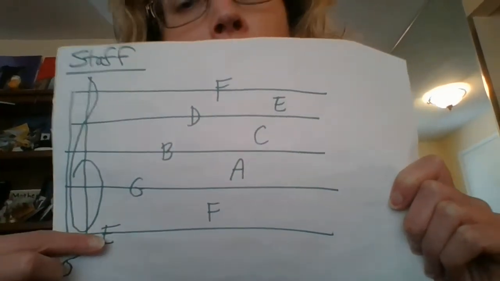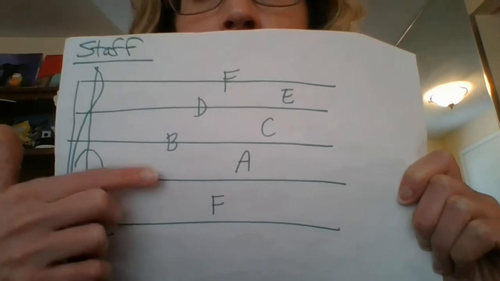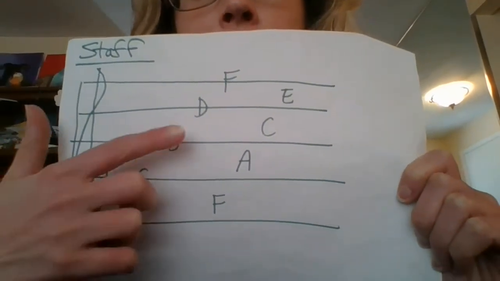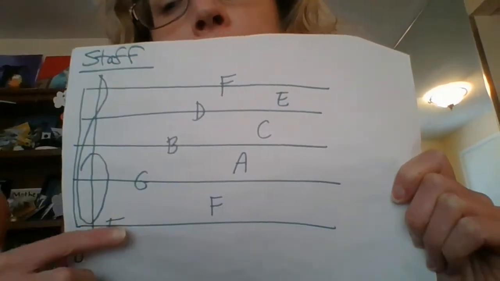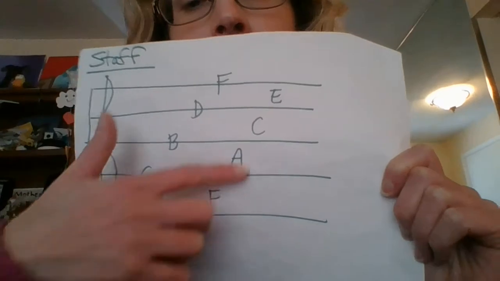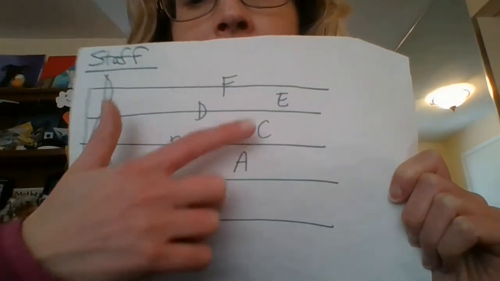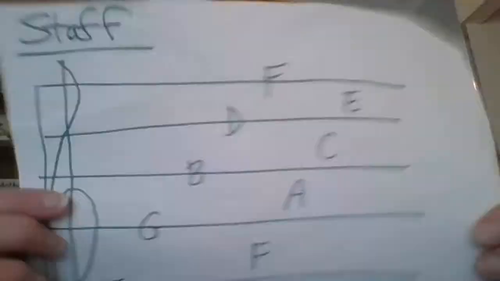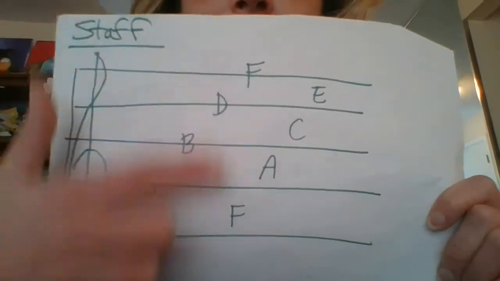And this is the way, remember the lines. Every girl bats double fastballs, or every good boy does fine. But it's always the same letters, E, G, B, D, and F. And this spells the word face, F-A-C-E. It's always the same. And then these are line notes and these are space notes.